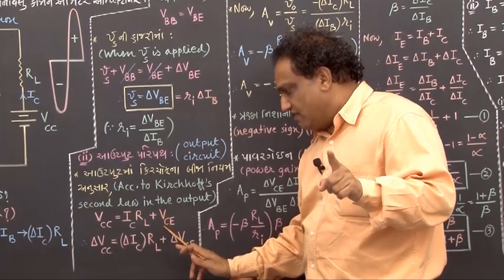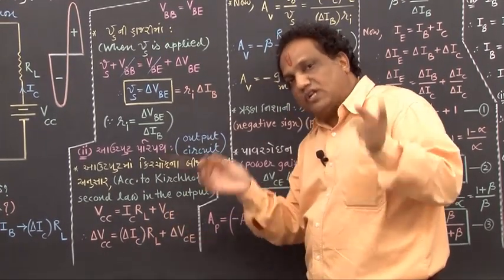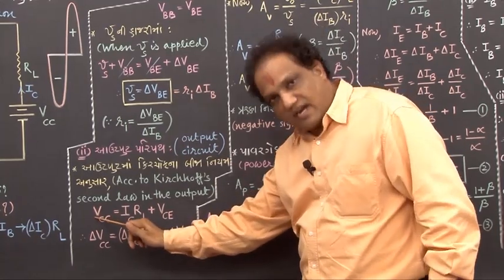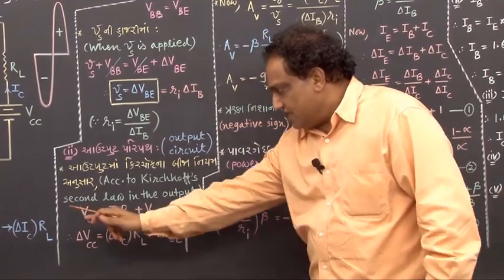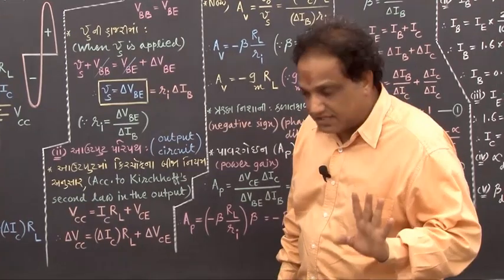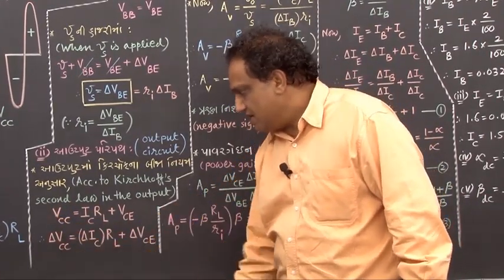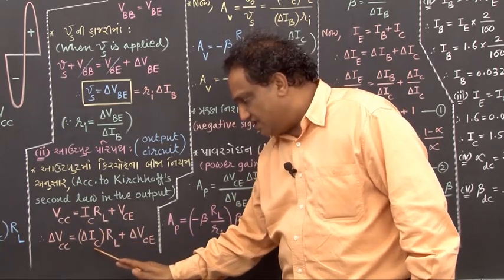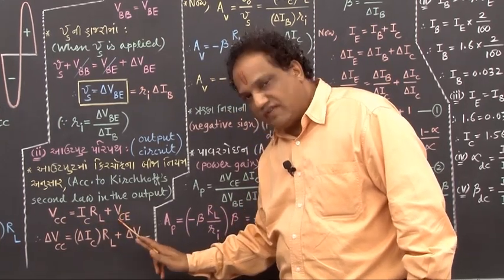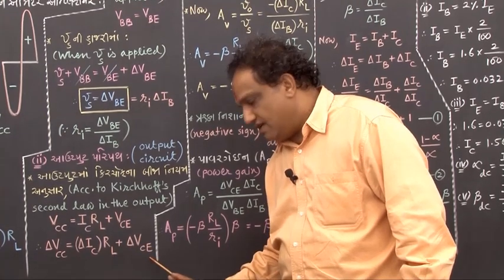This is the potential difference between collector and emitter, and the total supply voltage is VCC, correct? Now tell me, just take changes on both the sides. Change in VCC, I am writing delta VCC. Change in IC, I am writing delta IC into RL. Change in this value, I am writing delta VCE, correct?